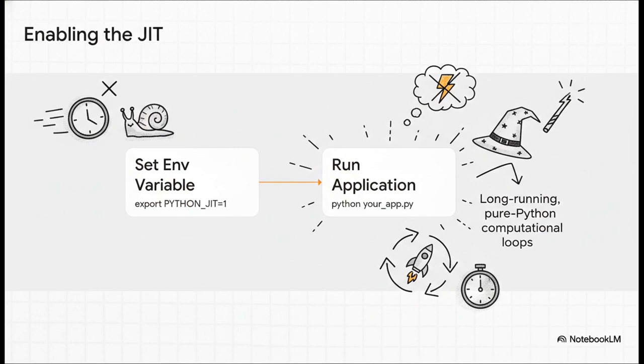For most web applications, flipping this switch is just going to slow down your startup time for zero benefit. This thing is designed for long-running, computation-heavy loops, where the JIT has time to warm up and find the hot paths to optimize. So are you doing heavy data science? Awesome, this might be a game changer. Building a Django app, you're probably better off leaving it turned off.